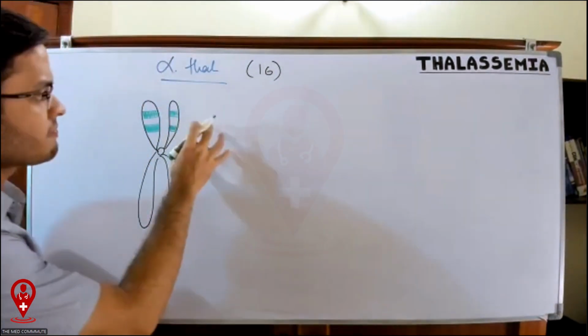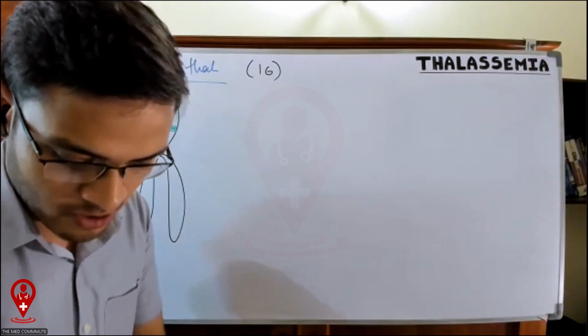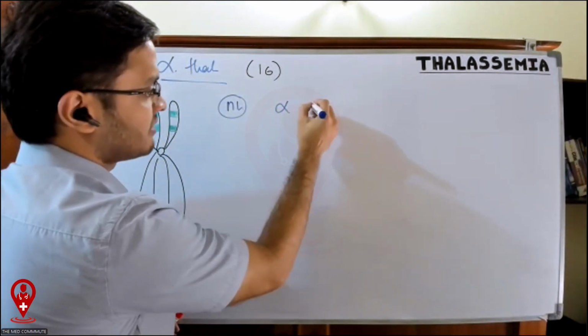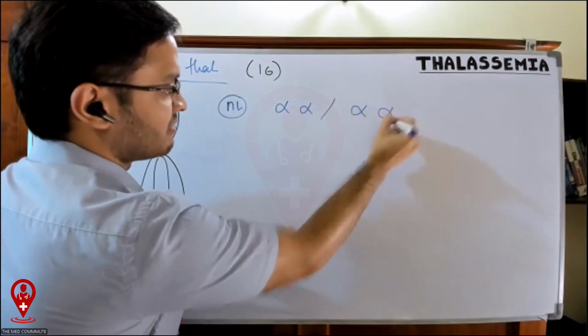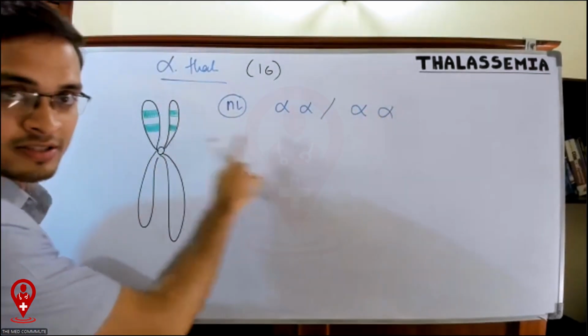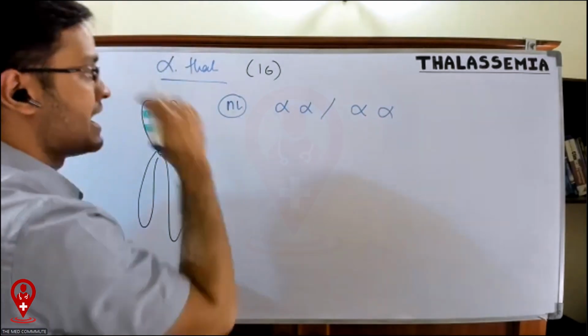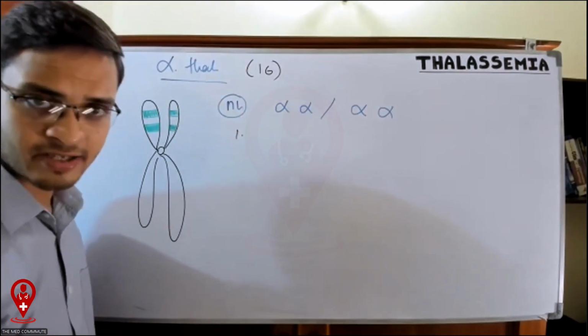Gene deletion. So if we look at a normal person, what is he going to have, guys? You and I, what are we going to have? Alpha, alpha, and alpha, alpha. 4, right? 1, 2, 3, 4. This is what we have. Correct? If you look at an alpha thalassemia patient, there can be several varieties, guys.